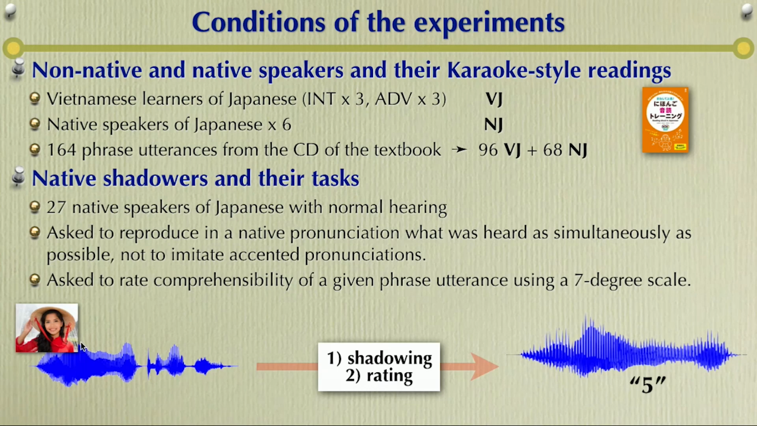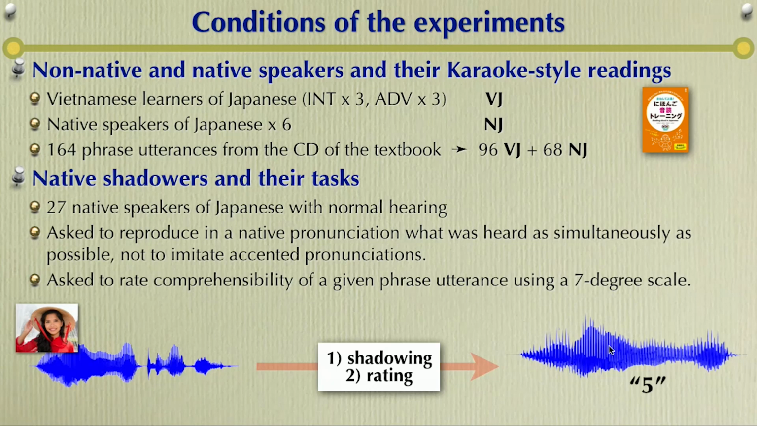We asked Vietnamese learners to record Japanese sentences using the karaoke software, and then they were shadowed by 27 native speakers of Japanese. And also they were asked to score those utterances, giving scores of comprehensibility, how easily, how smoothly they could understand the content. Okay? And then shadowing utterances were obtained. Right? So scores and shadowing utterances obtained. So let's do acoustic analysis on this.